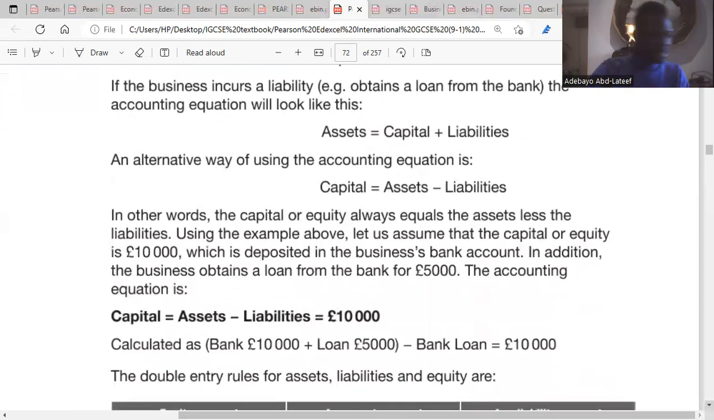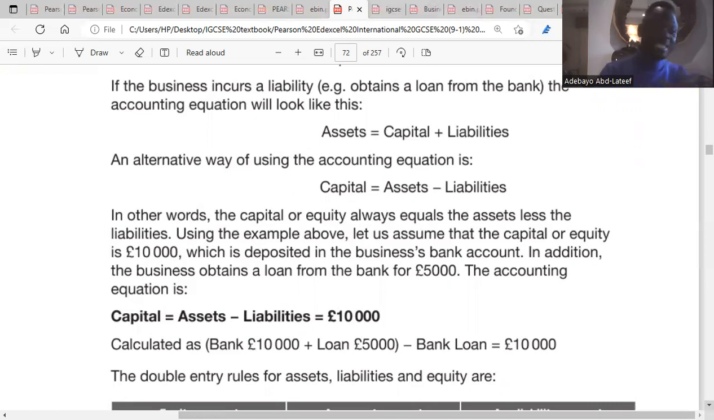Then we have a question. They said, in other words, the capital equity always equals the asset less the liabilities. We said that already here. So we have an example here. The capital of a business is 10,000. The business obtained a loan of 5,000. What is now the capital?